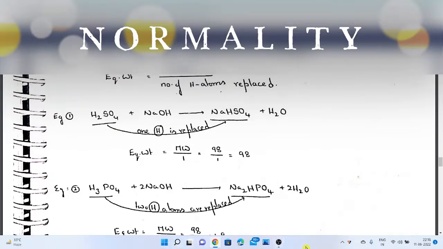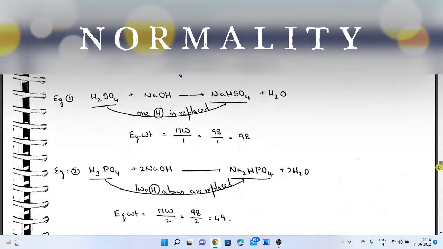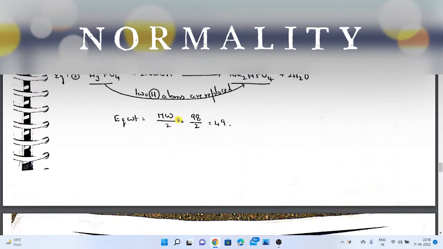In hydrogen, the equivalent weight is equal to molecular weight divided by 2. Note, in the case of a neutralization equation, equivalent weight equals gram molecular weight divided by the number of hydrogens replaced. Here very important is this neutralization reaction, where sulfuric acid reacts with sodium hydroxide. Here only one hydrogen is replaced, so gram equivalent weight equals molecular weight divided by 1.